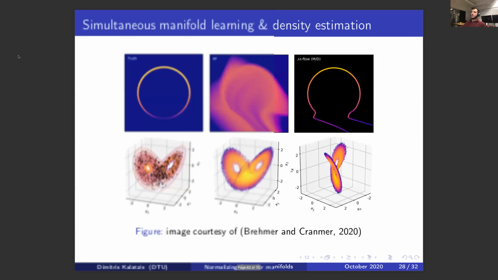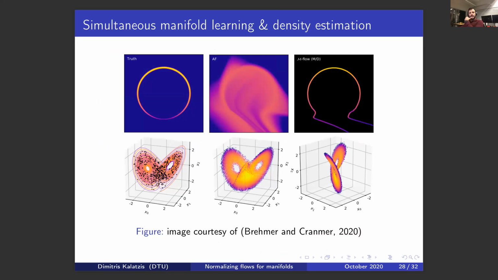So for some qualitative results on this paper, on the top row, in the leftmost panel, we have the ground truth for a Gaussian density defined on the circle, where the bright yellow color denotes high density. In the middle panel, we see a Euclidean flow that does density estimation, more or less, but we see how it assigns quite a lot of density off the manifold. In the rightmost panel, we see manifold flow doing a much better job of learning the manifold and the density, at least for the regions on top that have a higher density. There are basically more points to learn from.